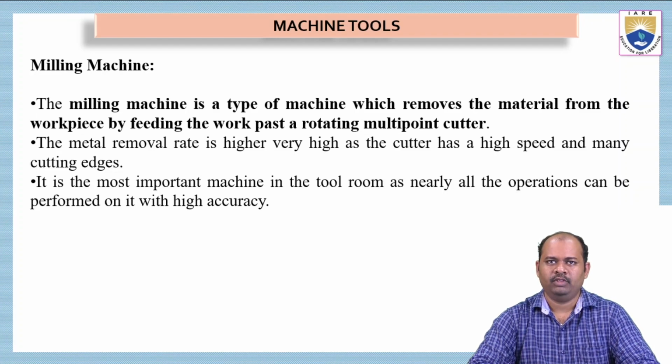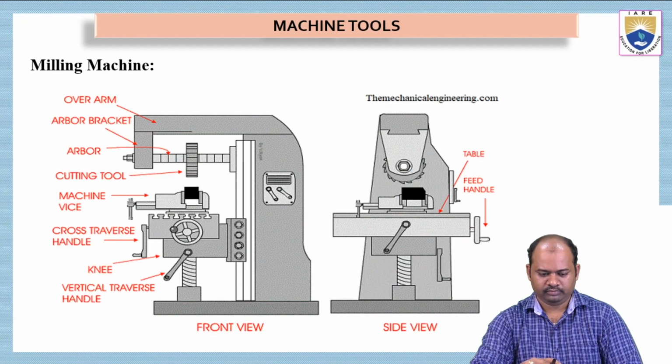It is the most important machine in the tool room as nearly all operations can be performed on it with high accuracy. When we compare it to other machining equipment related to the manufacturing industry, the milling machine is very important because most of the operations can be performed easily on this machine.